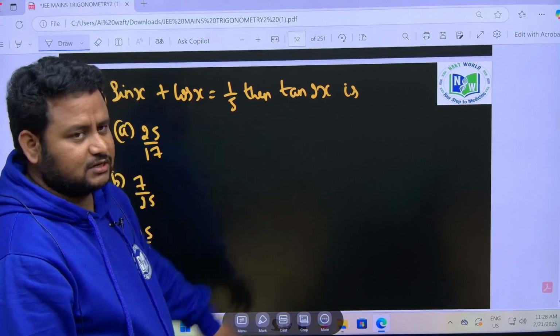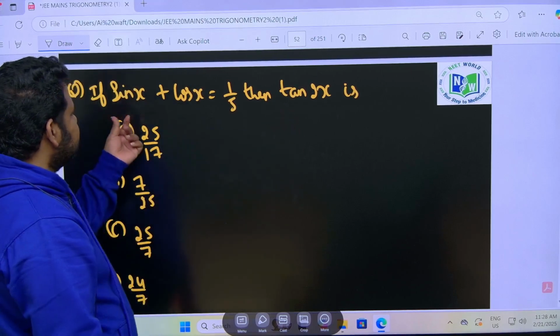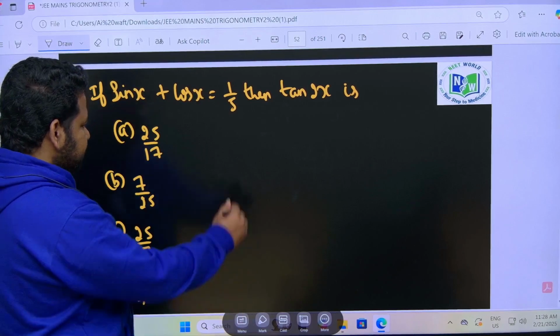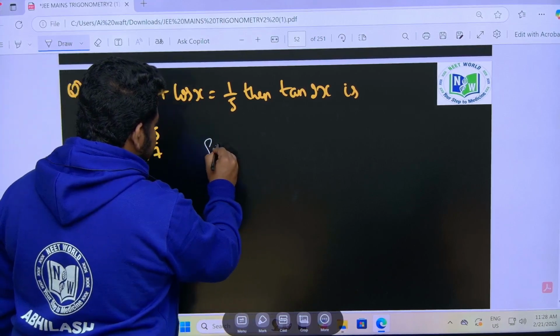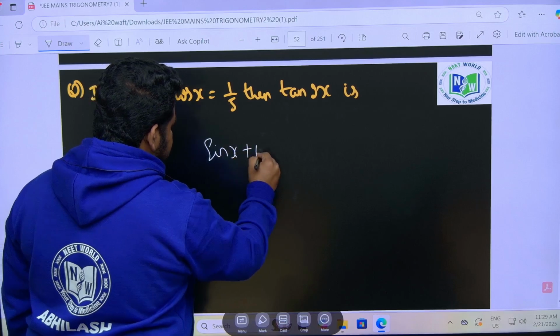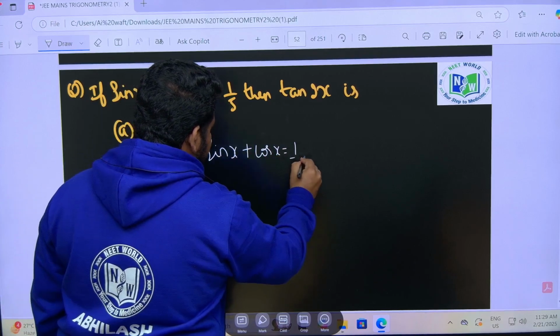That is, tan 2x is what? Double angle formula. They have given sin x plus cos x is equal to 1 by 5. Let me take this one: sin x plus cos x is equal to 1 by 5.